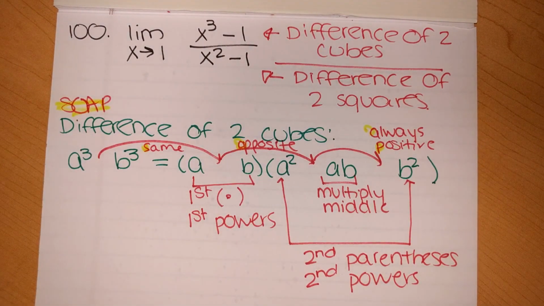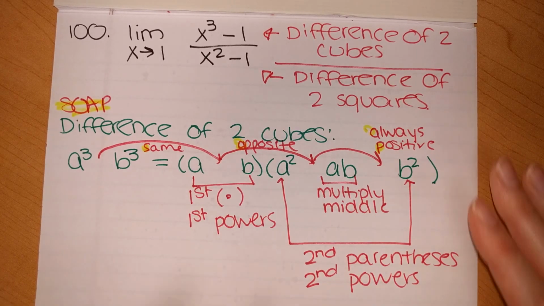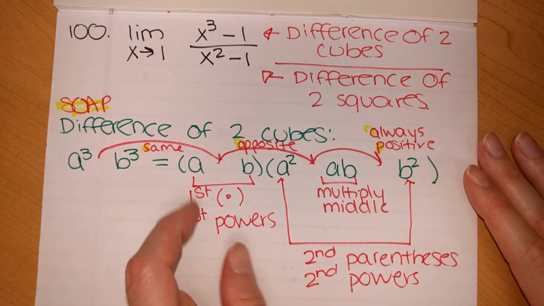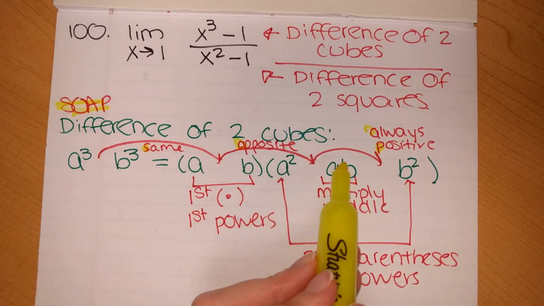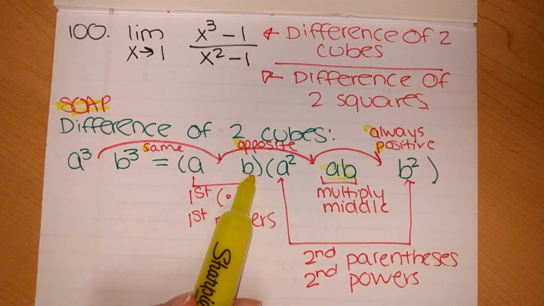And then the structure of the factorization is going to be that in the first parentheses, you have the first power. So you have a to the first, b to the first. Then in the second set of parentheses, you have the second power. So you have a squared and b squared. And then in the middle here, you multiply the a times the b.